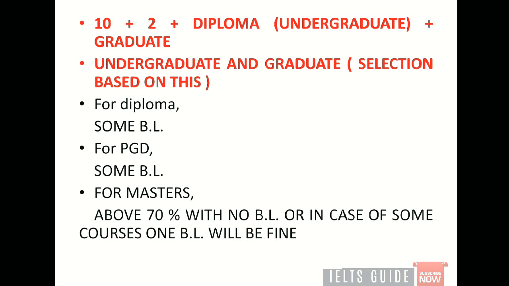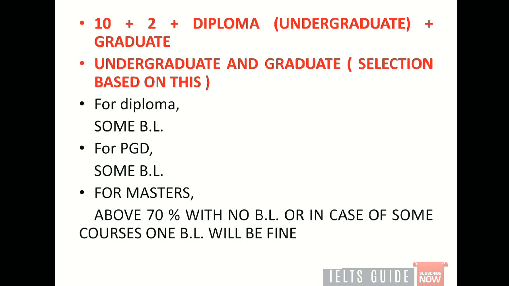So in this case, for diploma, some backlog will be okay. For post graduation, some backlog will be okay. And with the same criteria, 50 percentage and below is also accepted sometimes, and sometimes not accepted. It will completely depend on the colleges and the courses.